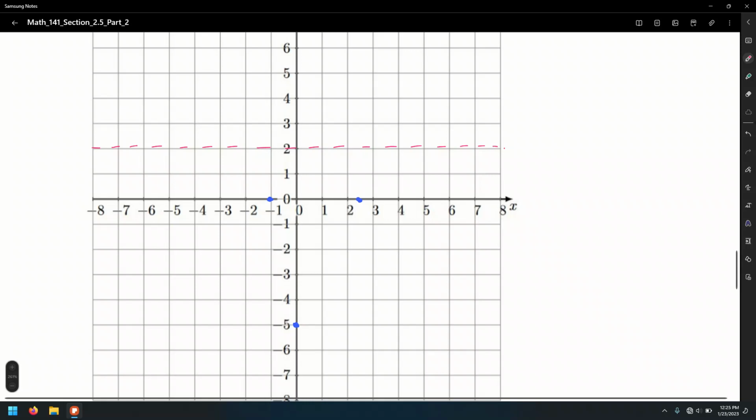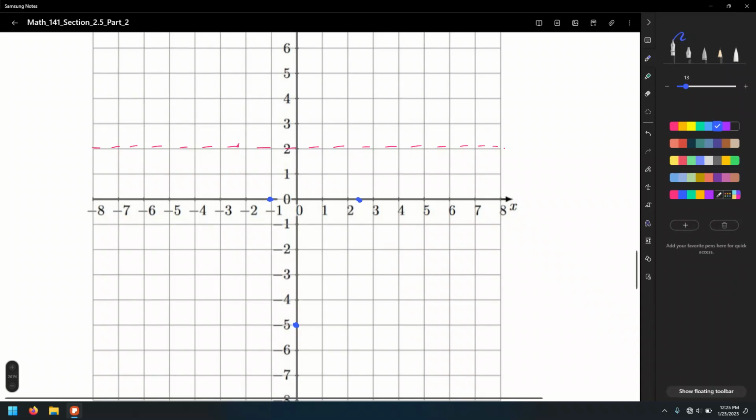Negative 7/3 is roughly, 7/3 is a little higher than 2, I guess. So 8/4 is 2, right? So it's actually a little higher than 2 because 6/3 is 2, so it's going to be roughly here, all right?